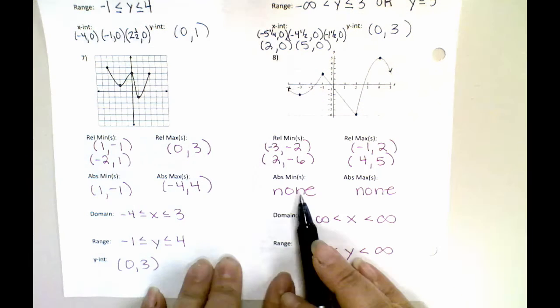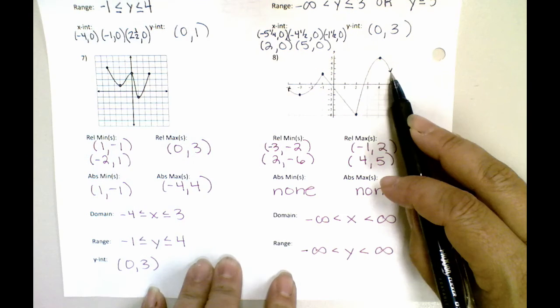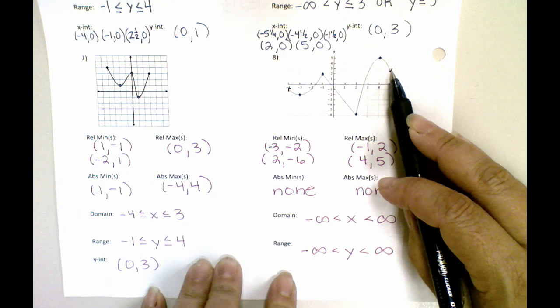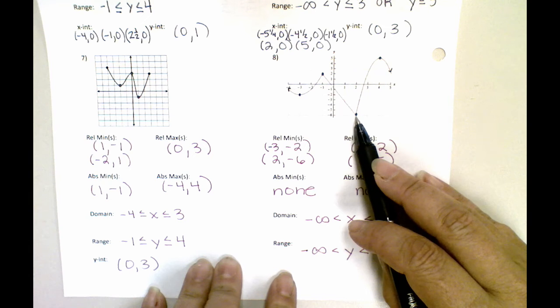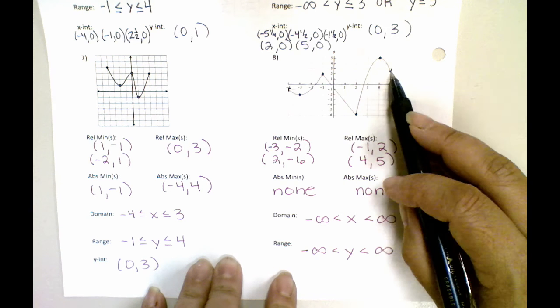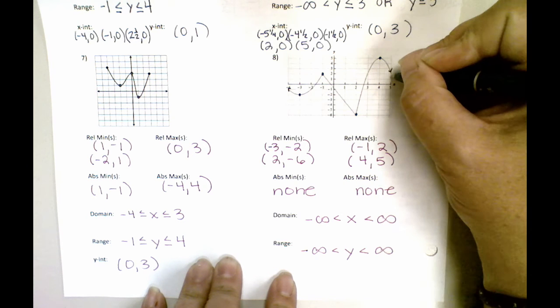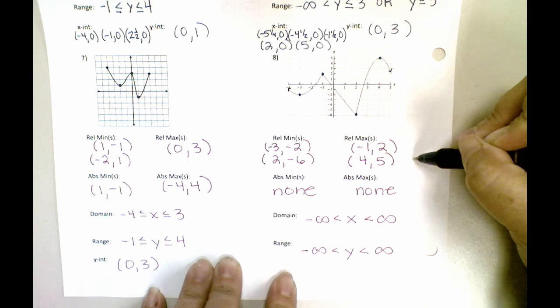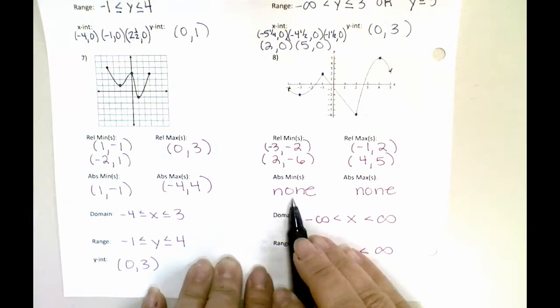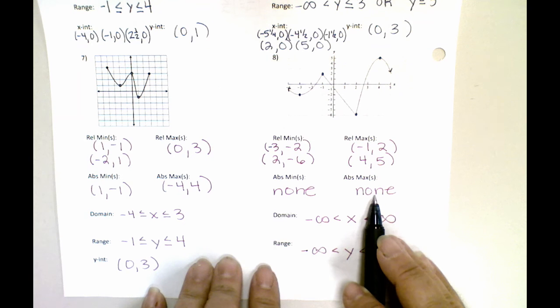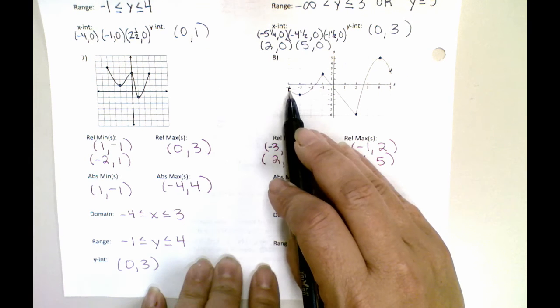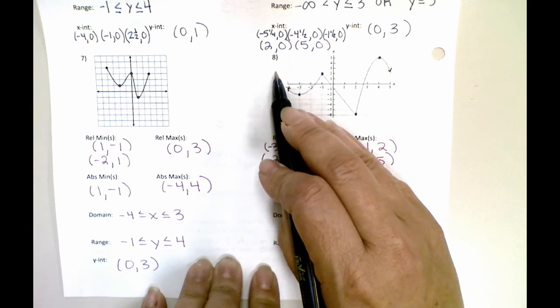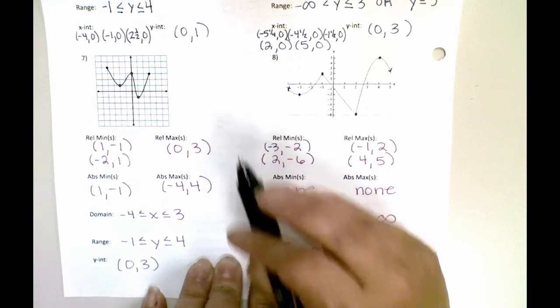There is no absolute min because this has an arrow on it. I know that that arrow is drawn higher than this point. That doesn't matter. There's an arrow. That means that this graph continues in this pattern, which is down and to the right. So there is no absolute min. There's an arrow pointing down. Likewise, there's no absolute max because there's an arrow here. That value is going to continue in this direction, which goes up.